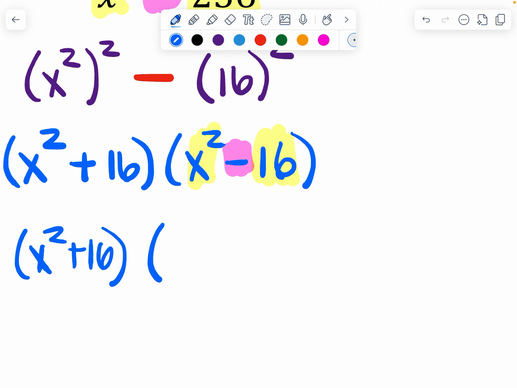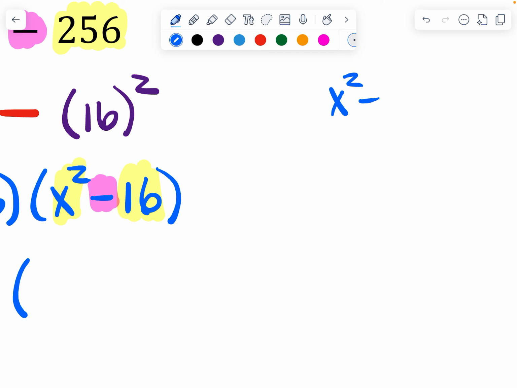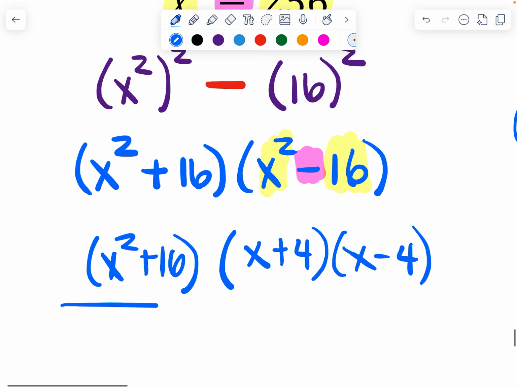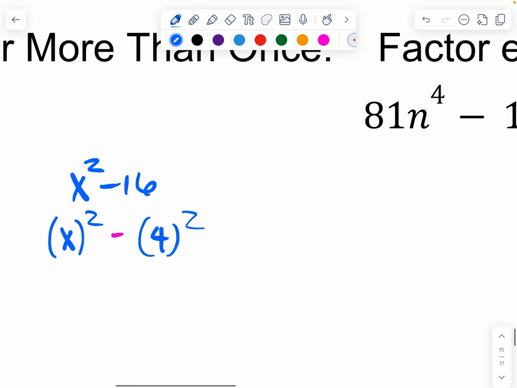But I can on this one. I'm going to do it over here real quick. x squared minus 16, that's the same as x all squared, 4 all squared, and we have a minus sign in between. That's still the difference of squares. So over here, I'm going to put x plus 4 and x minus 4. So the whole answer is this whole thing. So sometimes you have to go a little bit further.